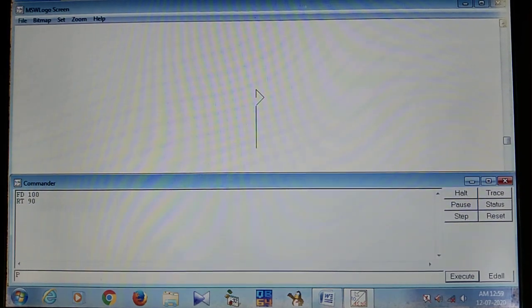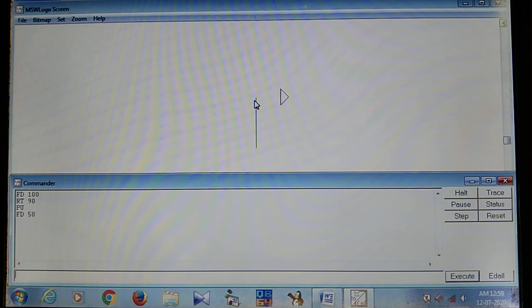Next, PU. What do you mean by PU? That is the pen up command. So when the pen up command PU is used, you can move the turtle without drawing a line, so I use the PU command. Again, next, FD space 50. Okay, so 50 steps forward without drawing a line.